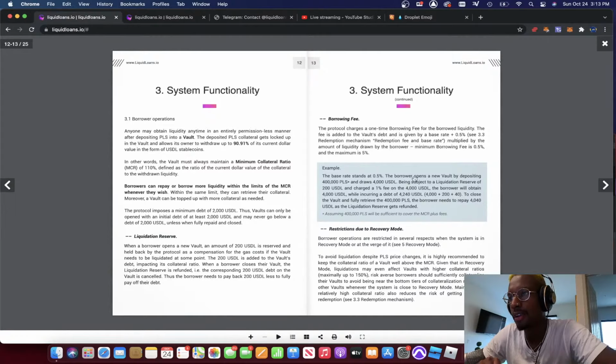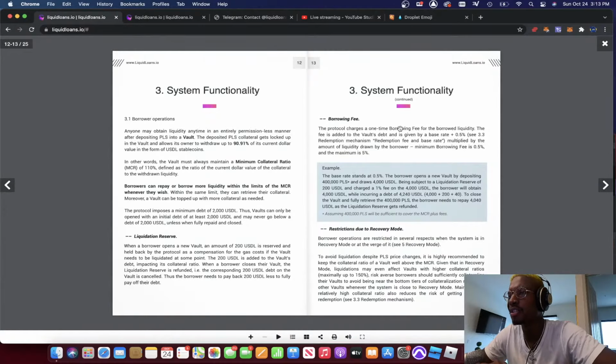So this is kind of an example right here. Liquidation reserve. When a borrower opens a new vault, an amount of 200 USDL is reserved, held back by the protocol as compensation for the gas costs if the vault needs to be liquidated at some point. The 200 USDL is added to the vault's debt, impacting its collateral ratio. When a borrower closes their vault, the liquidation reserve is refunded. The corresponding 200 USDL debt on the vault is canceled. Thus, the borrower needs to pay back 200 USDL less to fully pay off their debt.